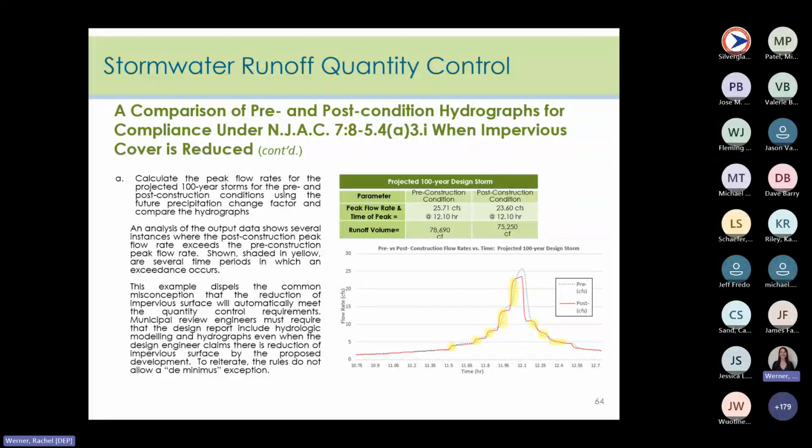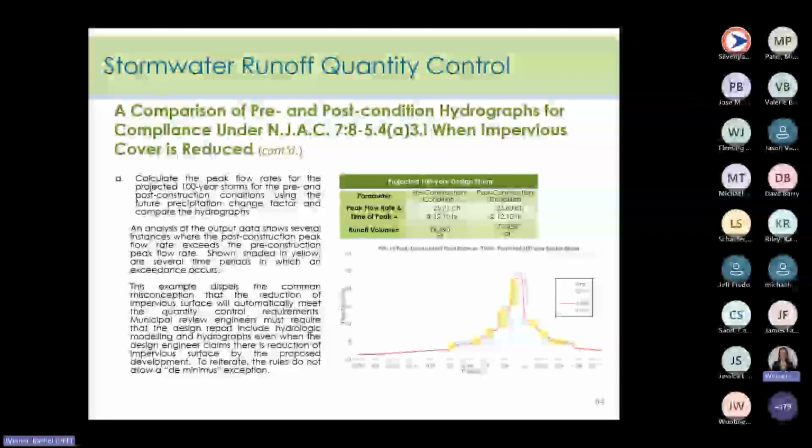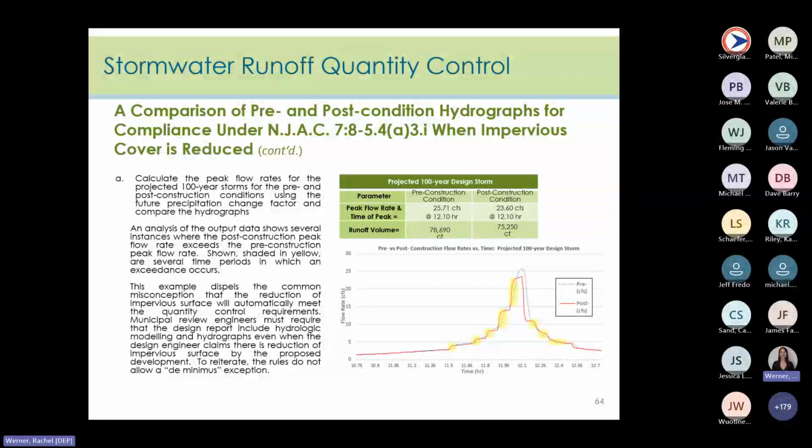So this example dispels the common misconception that the reduction of impervious surface will automatically meet the quantity control requirements. Municipal review engineers must require that the design report include hydrologic modeling and hydrographs, even when the design engineer claims there is a reduction of impervious surface by the proposed development.